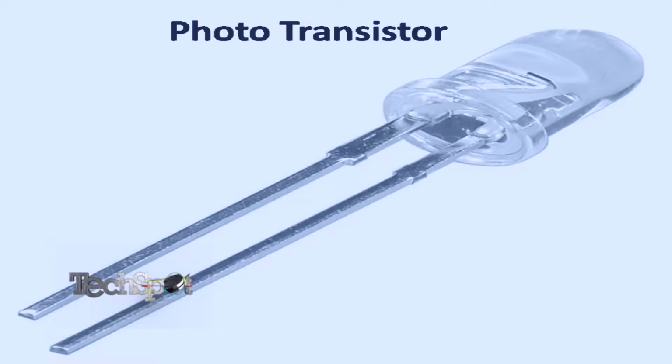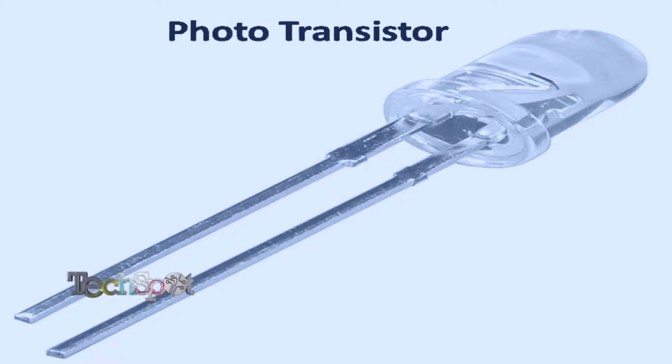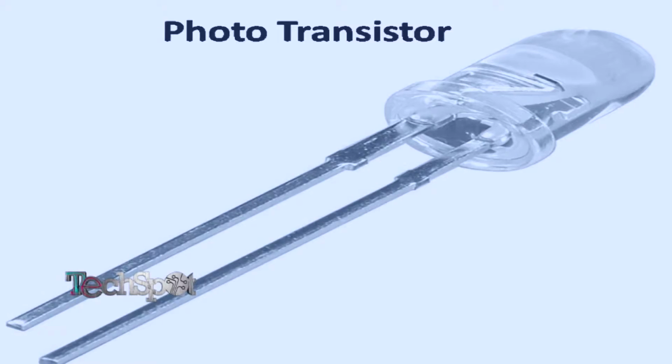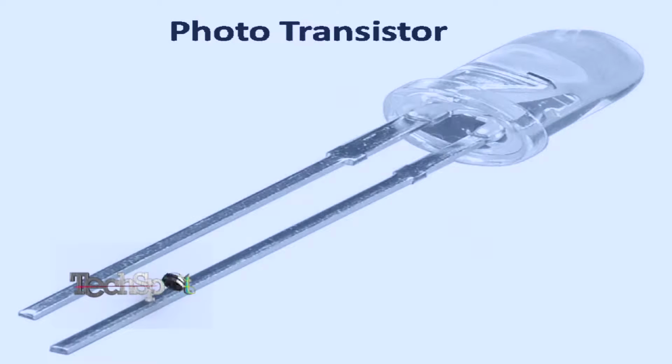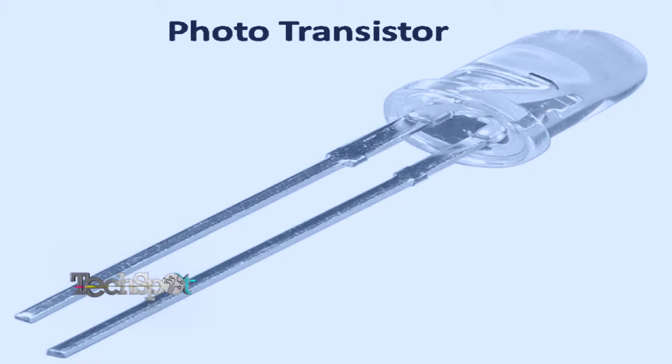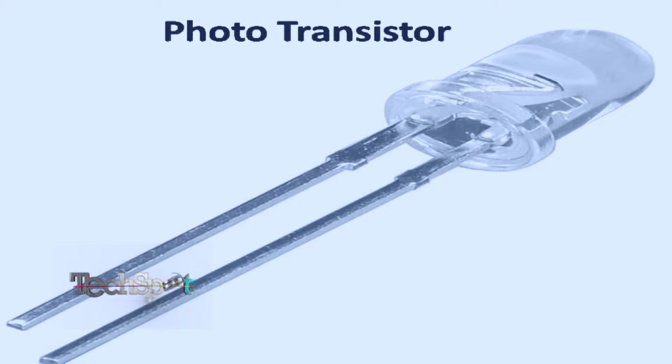The next one is the phototransistor. The phototransistor is also a type of transistor. Basically, all transistors have three legs, known as the collector, emitter, and the base. Now, this phototransistor has only two legs. It looks like the LEDs that we use. It has only the collector and the emitter.